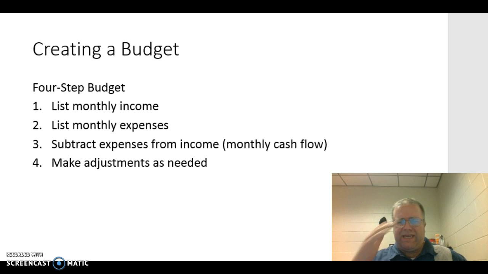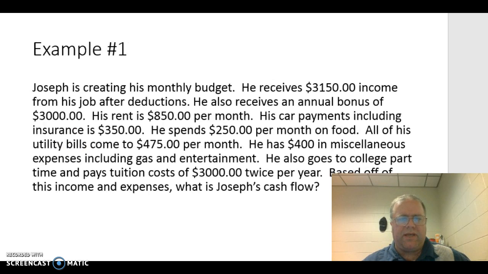So the monthly cash flow can be either positive or negative. A negative means that you are spending more than is coming in, and a positive cash flow means that your expenses are less than your income. So let's take a look at an example.